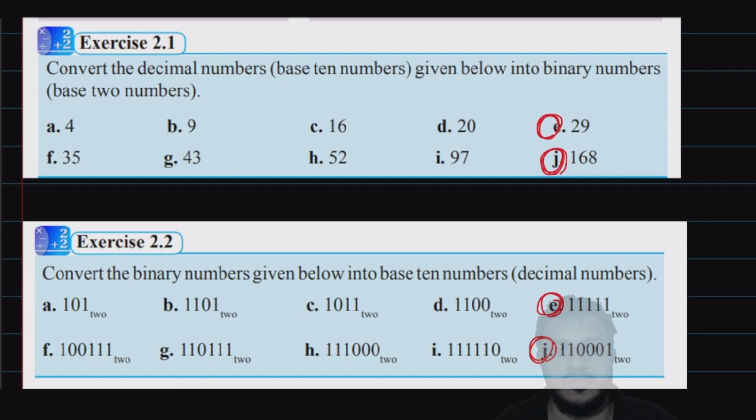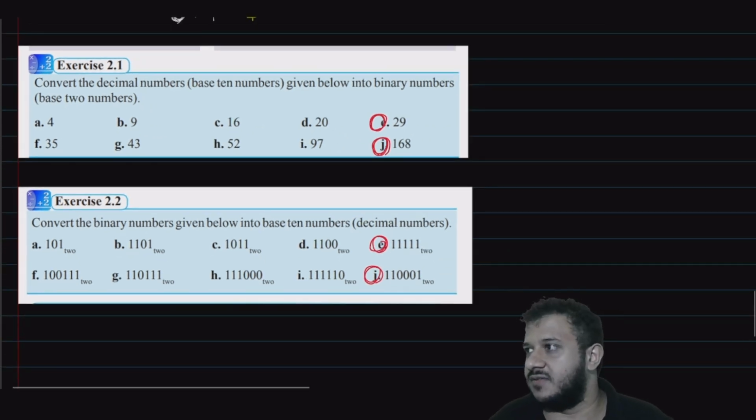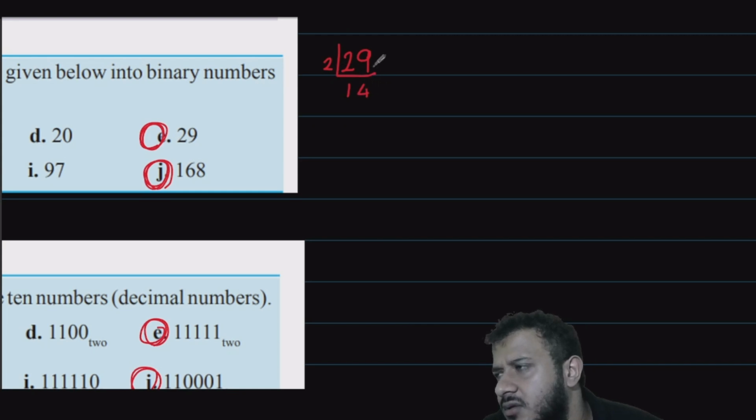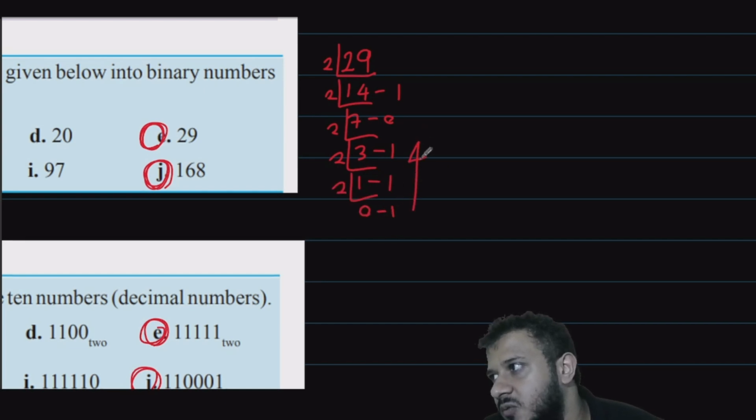Alrighty, let's have a look at the answers here. I hope that you guys have done it. Okay, so 29. I will use the easy method, then it's easy for me to get my answer quickly. Divided by 2, that's 14, remainder 1. Divided by 2, 7, remainder 0. Divided by 2, that's a 3, remainder 1. Divided by 2, 1, remainder 1. Divided by 2, 0, remainder 1. That's going to be 1, 1, 1, 0, 1, base 2.